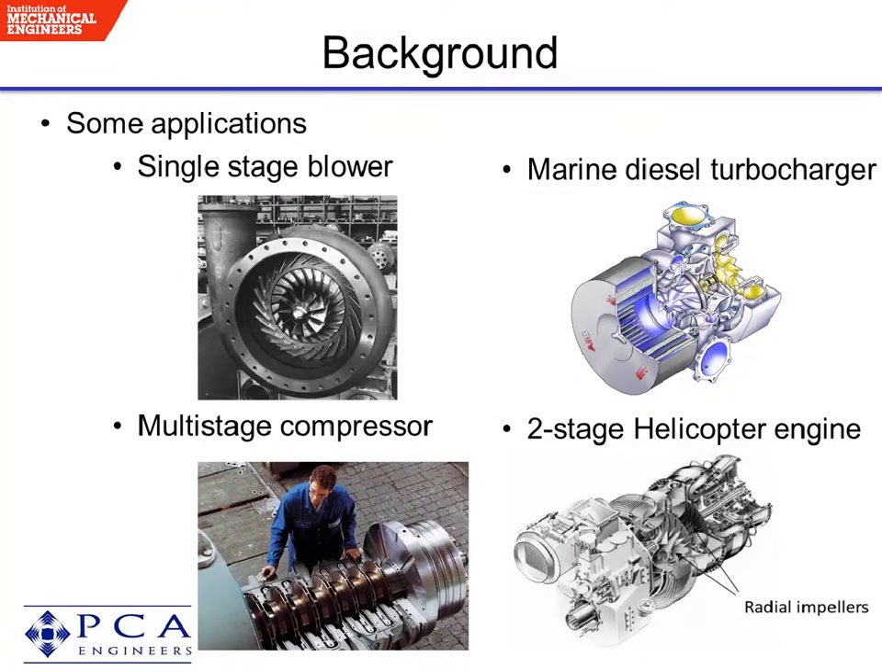And both of these types of machine can go up to a pressure ratio of about 10. But if you need to go to a higher pressure ratio, you have to have multi-stage compressors. Bottom right is a picture of a two-stage helicopter engine, again with open impellers so you can see the blades. And this would probably be a pressure ratio of up to 12.